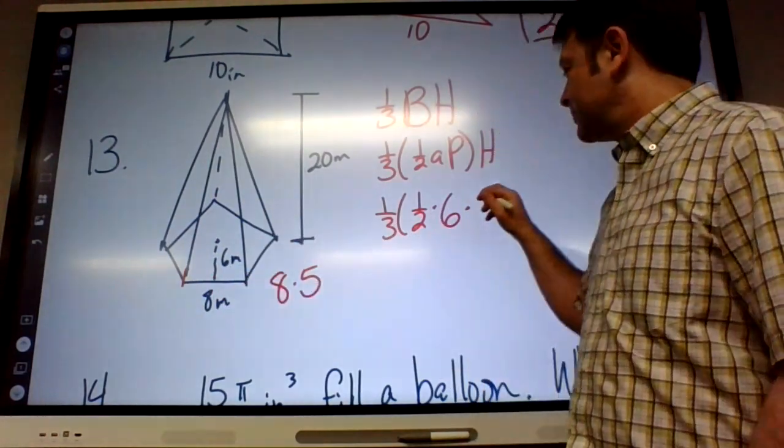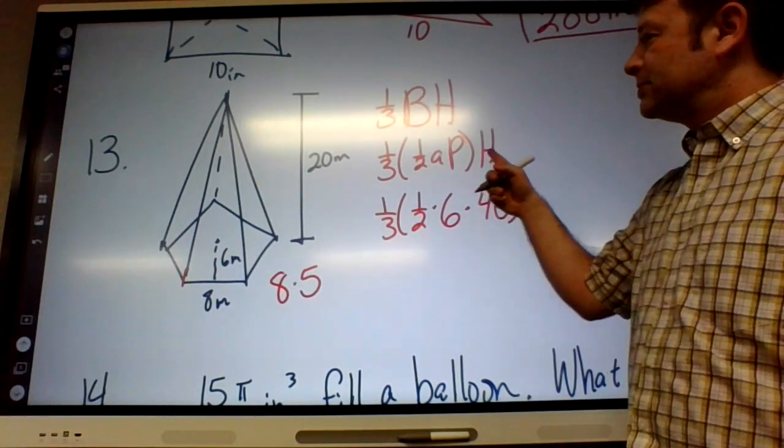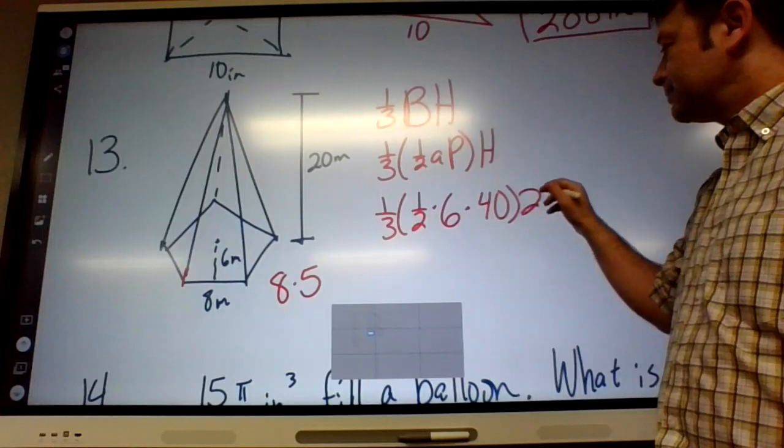8 times 5, so it's 40. What's the height? The height is 20. 20. You're still drawing.